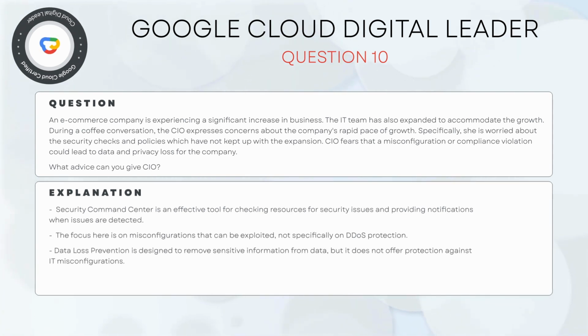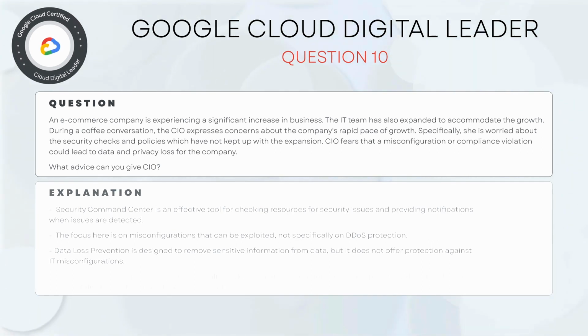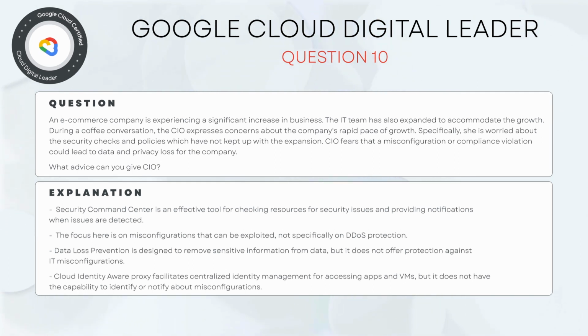DLP is designed to remove sensitive information from data, but it does not offer protection against IT misconfigurations. Cloud Identity Aware Proxy facilitates centralized identity management for accessing apps and VMs, but it does not have the capability to identify or notify about misconfigurations.